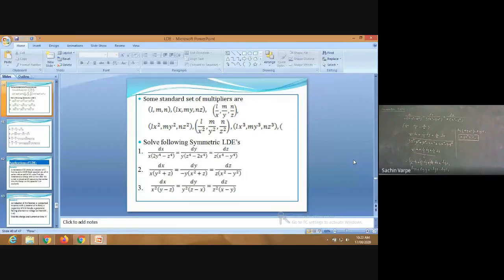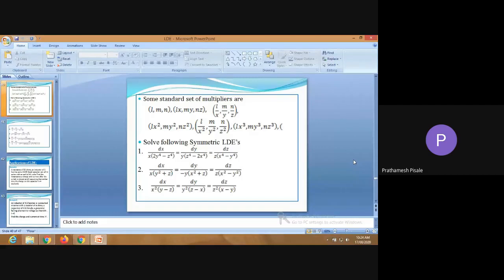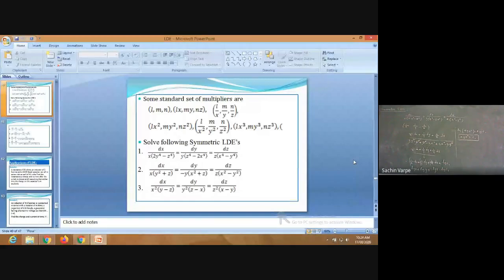So tell me the second set of multipliers fast. What should be the second set? Now don't say the second set is 2 by x, 2 by y and 4 by z. That will be 2 times the first one, so that will be dependent, right? So that should not be the second multiplier. Of course, that may be the first but not the second multiplier, remember. lx cube, my cube, nz cube. n or l?